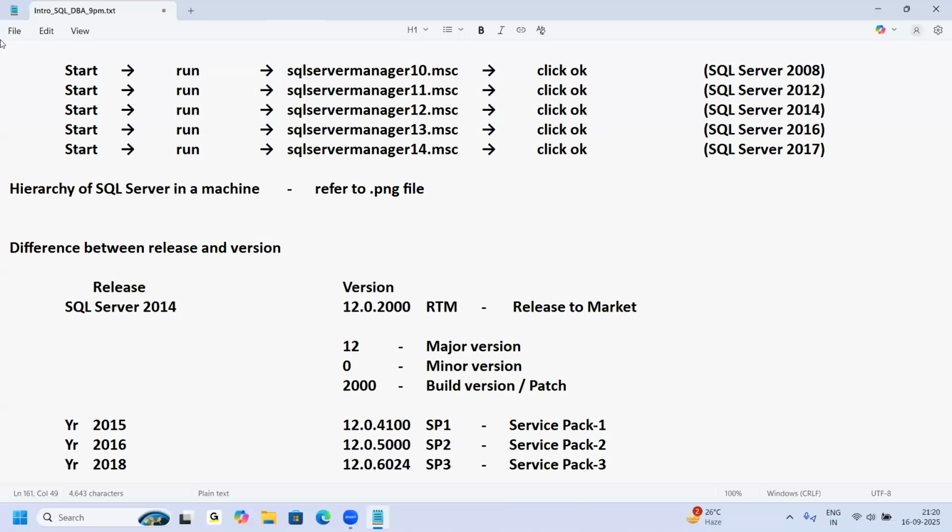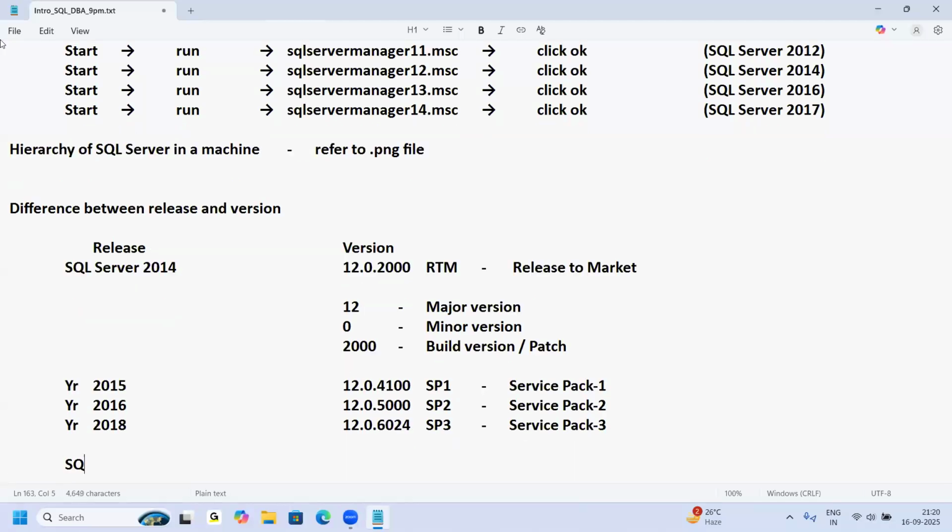Now I'll say it's release. SQL Server 2016 got released, and they named the version like this: 13.0, first version, first RTM, I'm saying, 1601, and they named it as RTM, release to market.